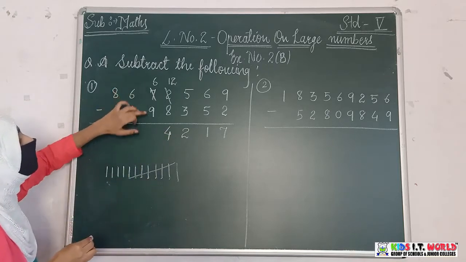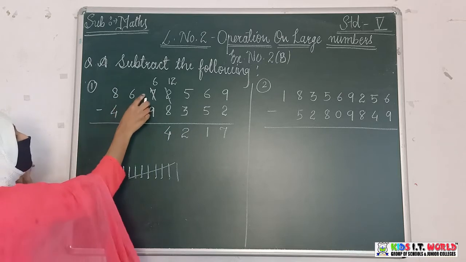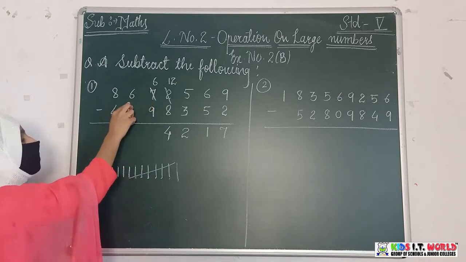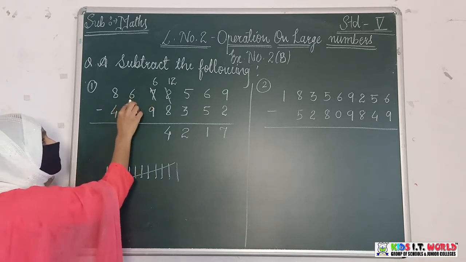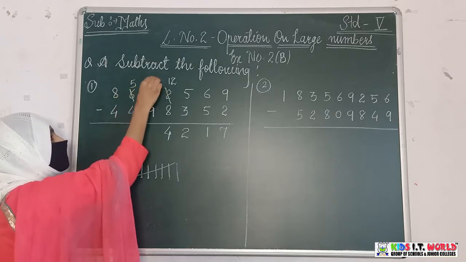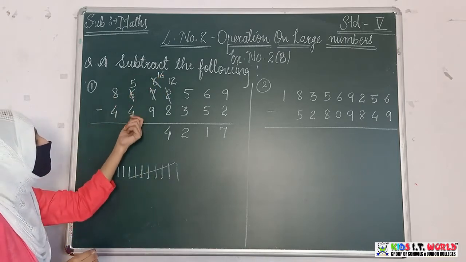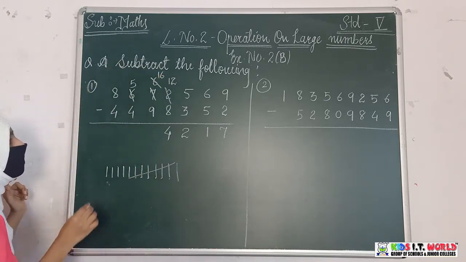Now again, here 9 is greater than 6. We can't subtract 9 from the 6. For the subtraction, you have to borrow from another number. So we will take tens from here. So we will take 1 here. So it will be 5, and we are taking tens here, so it will be 16. Now subtract the 9 from the 16.